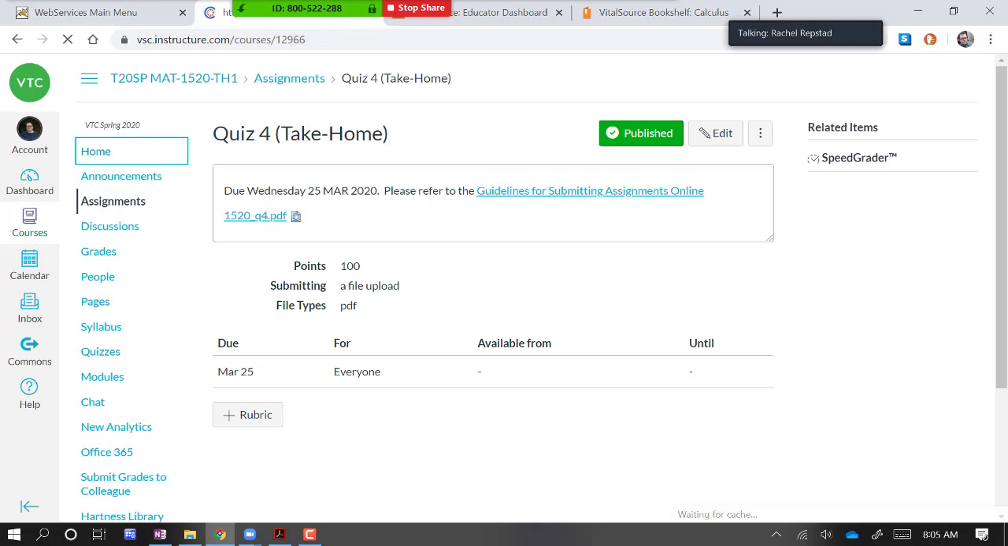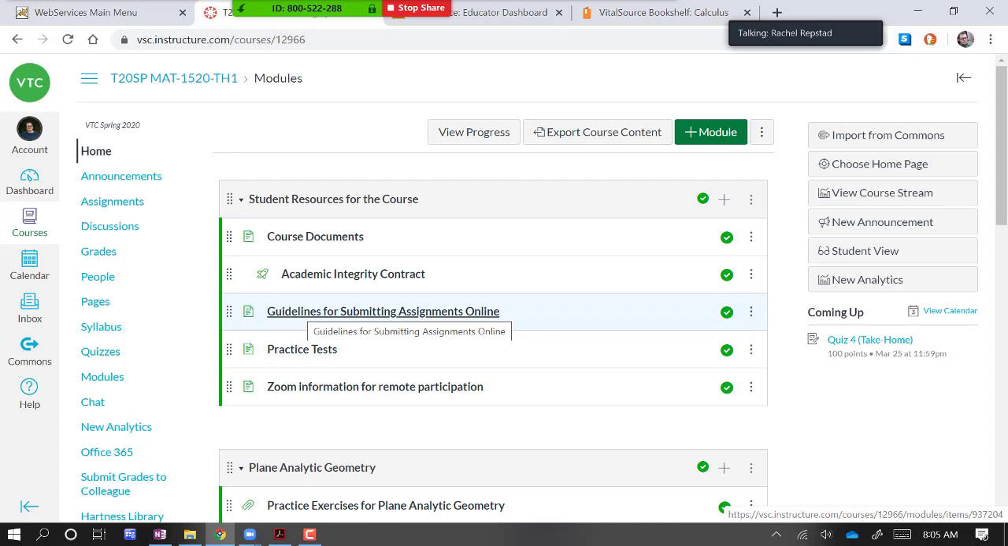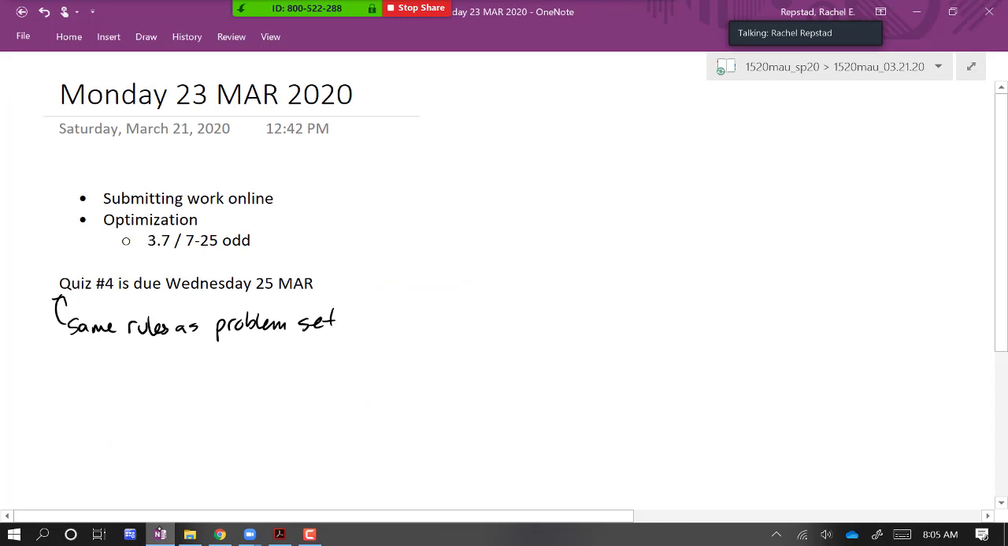So there's a link to the guidelines for submitting assignments online. It just takes you to this page that's in the top module here. There are apps like CamScanner and Adobe Scan. Those are the two that I've used successfully. There are others, I'm sure. So just pick one that works.